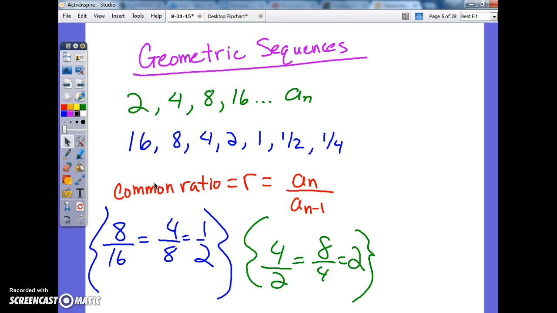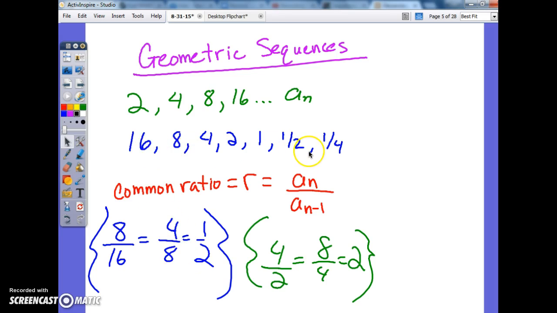Very similar to figuring out the common difference. We're going to take a term and divide it by the previous term. Okay, so for this green sequence, 4 divided by 2 equals 8 divided by 4 equals 16 divided by 8, which is 2. So green sequence, common ratio 2. Blue sequence, 8 divided by 16 equals 4 divided by 8 equals 2 divided by 4 equals 1 divided by 2 equals 1/2. Okay, term divided by the preceding term.